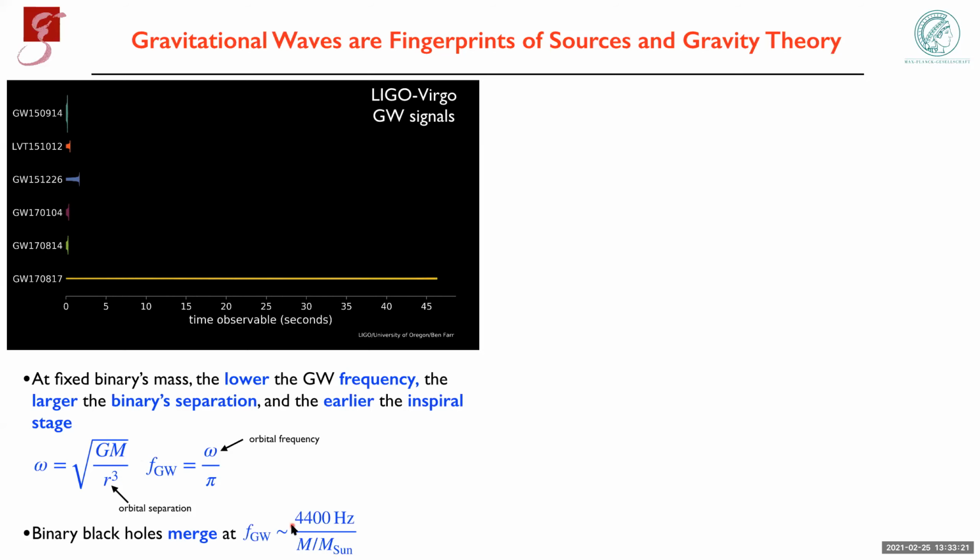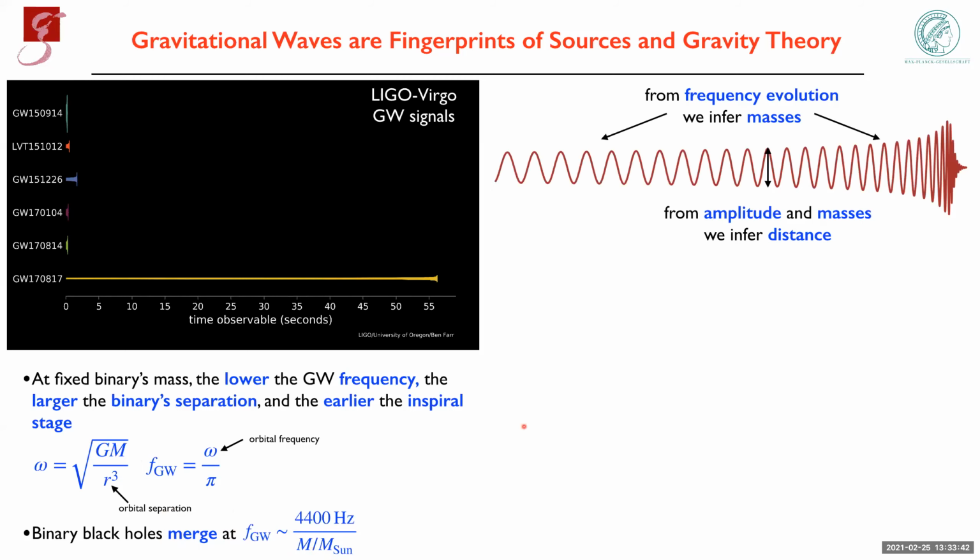Also, the bandwidth decides which black holes we can see, because the merger more or less happens at this gravitational wave frequency. So you divide by the total mass of the binary. So for million solar mass black holes, LIGO cannot see them because they are merging in the millihertz. So the waves bring fingerprints of the source and also of the gravity theory.